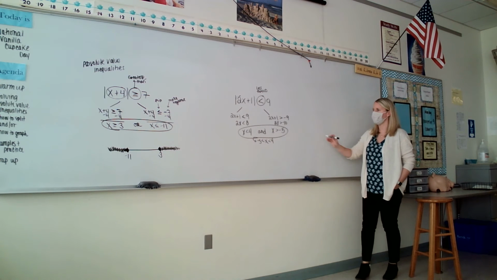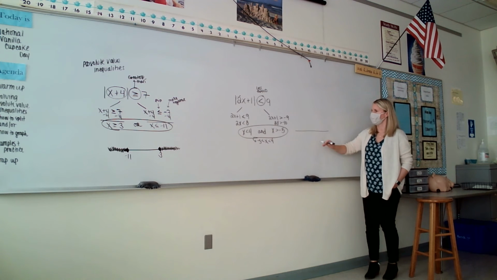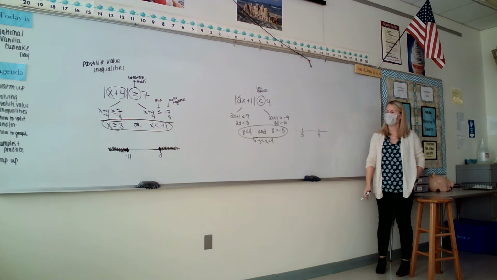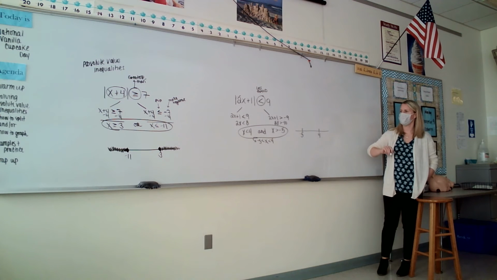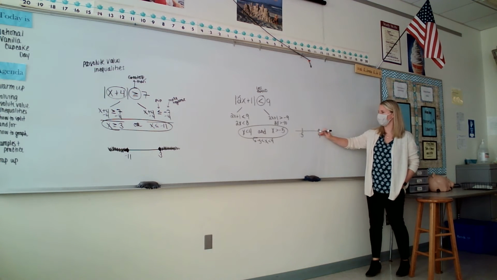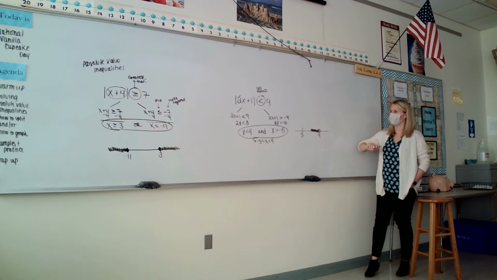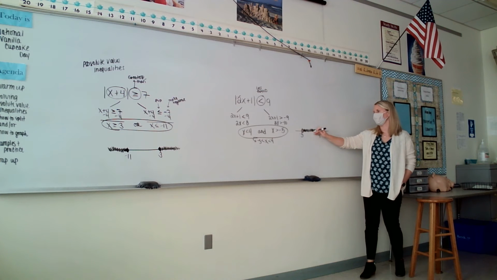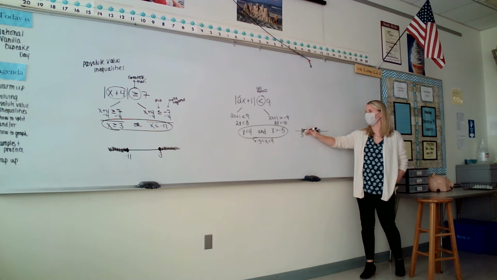So let's see what this graph looks like. I know I have to have a 4 in here. I know negative 5 would be somewhere over there, because that makes sense on a number line. So just graph them separately. X is less than 4, so open circle to the left. X is greater than negative 5, open circle to the right. They meet in the middle.